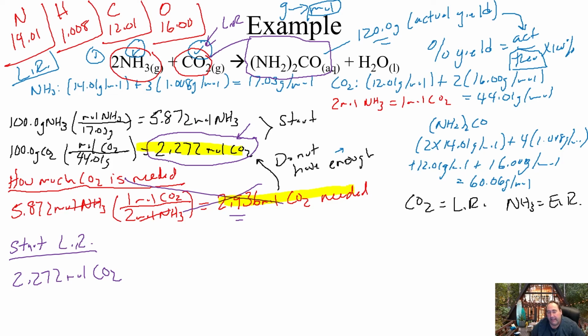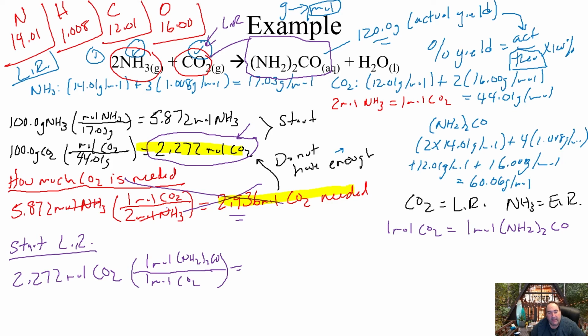as we can see here is a 1-to-1 relationship. So 1 mole of CO2 gives us 1 mole of our product. So we'll use that as our conversion factor: 1 mole of CO2, 1 mole of our product. Going to give us 2.272 moles of our product, which now we can convert into grams by using the molar mass that we calculated.